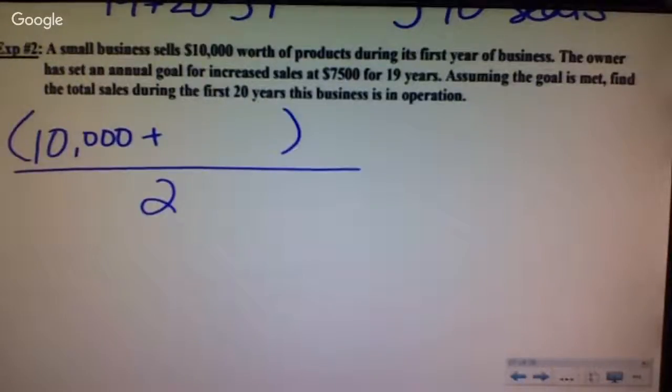P sub 0. Okay, so 21. But it goes up to 20. 7,500 for 19 years. So we're gonna have P1, P2, P3, clear up to P19. It's gonna happen for 18. It's 20. So it's 20.